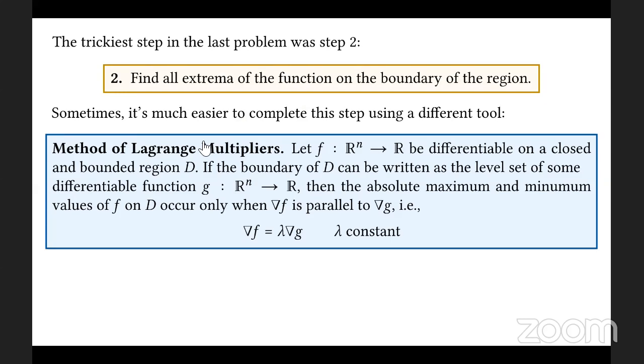Sometimes it's a lot easier to use our other tool, method of Lagrange multipliers. So let's say f is differentiable on a closed and bounded region D. If the boundary can be written as the level set of some differentiable function g, then the absolute max and min values of f along the boundary of D occur only when the gradient of f is parallel to the gradient of g, i.e. that. Okay? Are we good with that?